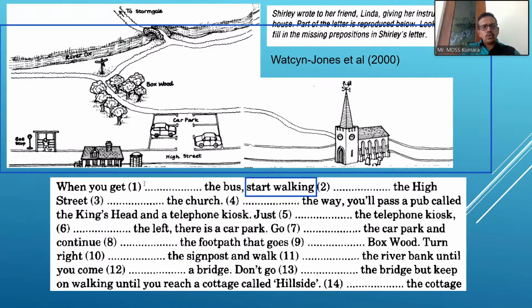Because walking directions are given, the other part, the kind of public transport, is not given here. When you get off the bus, in Sri Lanka, in Asian countries, people also use get down, but get off is more common. When you get off the bus, bus එකෙන් බැස්සට පස්සේ, when you get off the bus, start walking. So you can see the bus stop here. So the directions are given from this place.